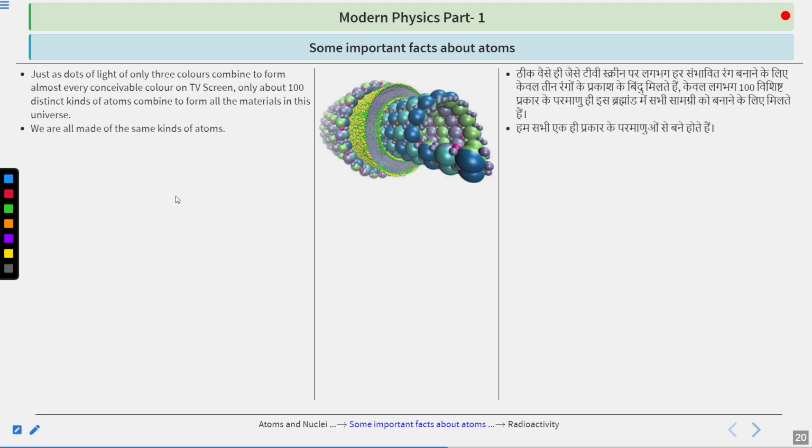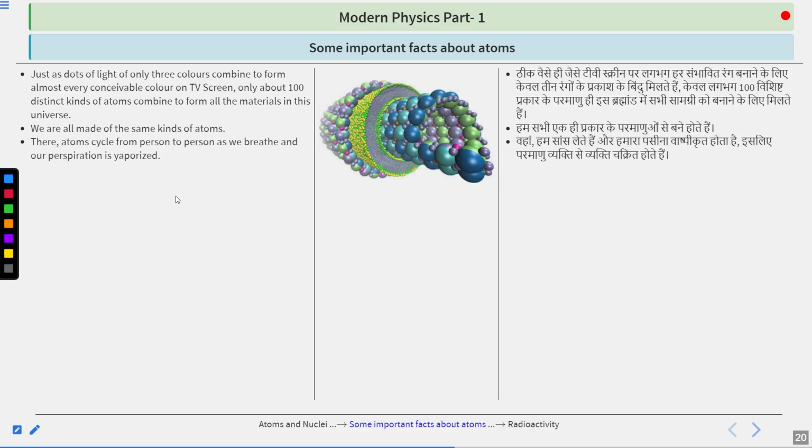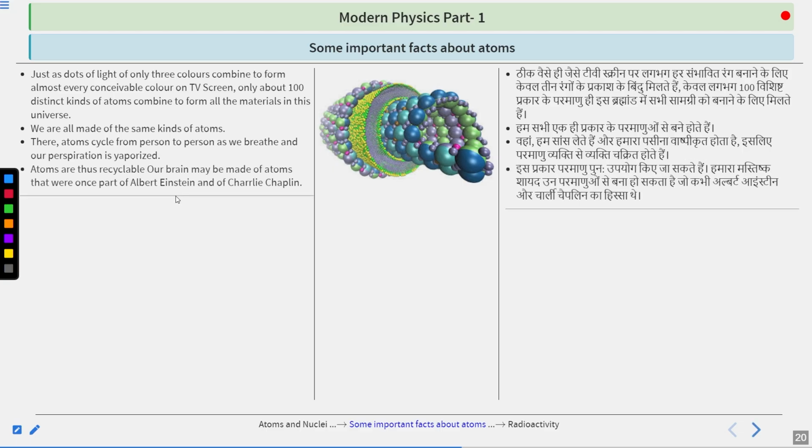We are all made up of the same kind of atoms. Their atoms cycle from person to person as we breathe and as our perspiration is vaporized. Thereafter, atoms are recyclable. Our brain may be made of atoms that were once part of Albert Einstein and Charlie Chaplin.